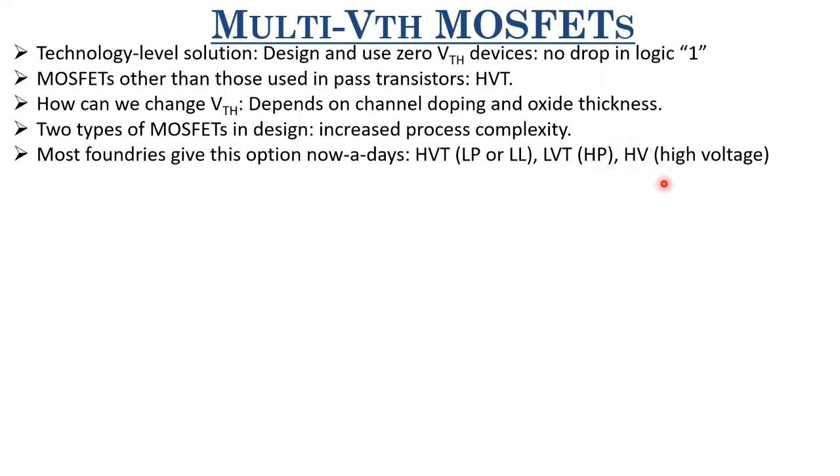And also we have another flavor which is called high voltage, where the oxide thickness is large. These high voltage transistors are typically in some microns. However, this low VT and HVT can come even in the smallest size provided by the foundry.